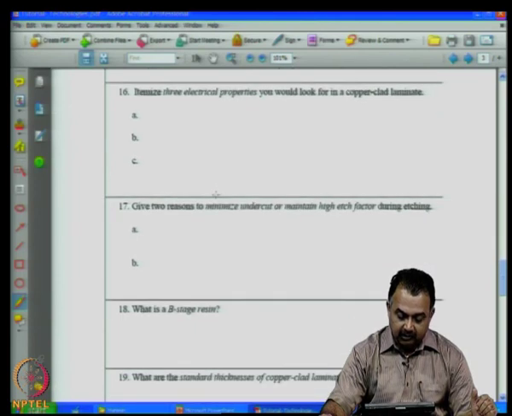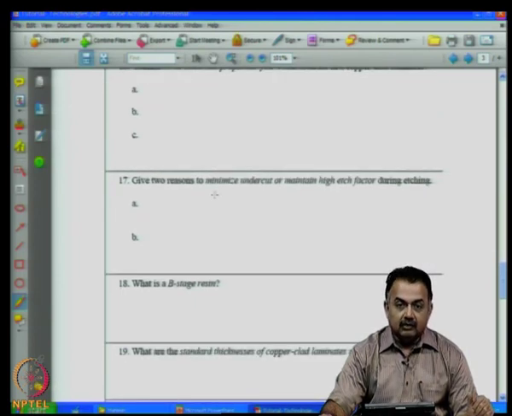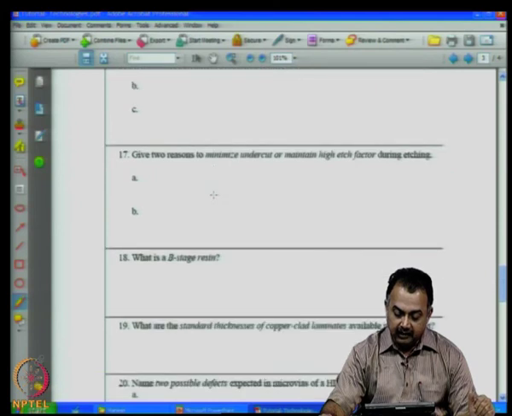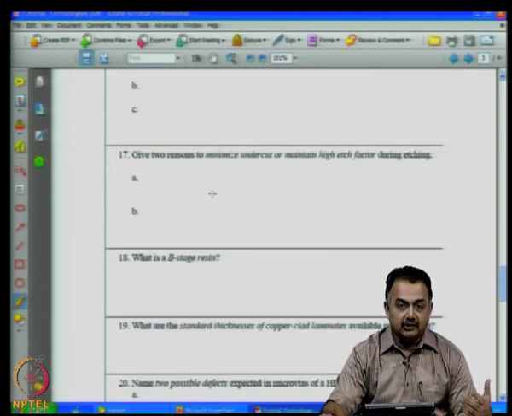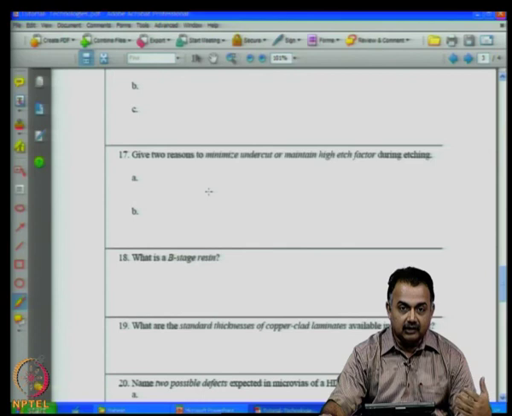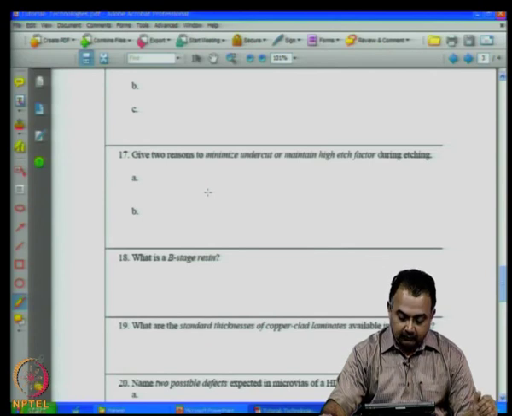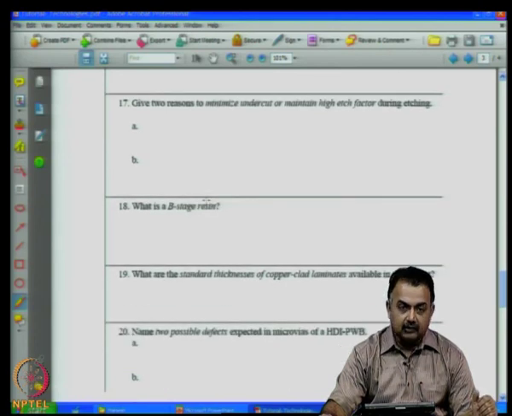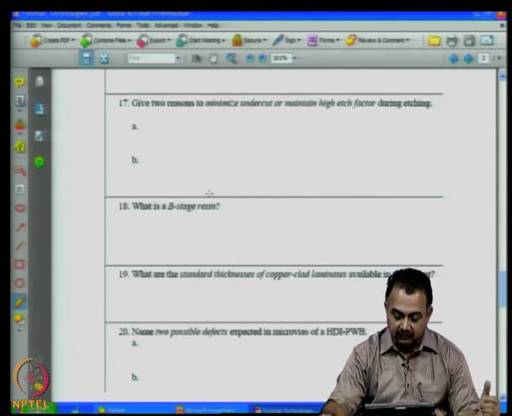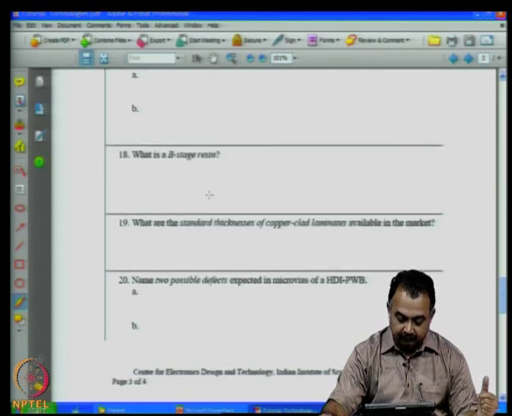Give 2 reasons to minimize undercut in your design or maintain high H factor. You have to maintain the solutions constantly and look for the elements in the right proportion and provide tolerances in your design. So, what is a B stage resin? Your prepreg is a B stage resin. What are the standard thicknesses of copper clad laminates? 0.8 mm, 1.6 mm and 3.2 mm are the standard thicknesses of copper clad laminates.